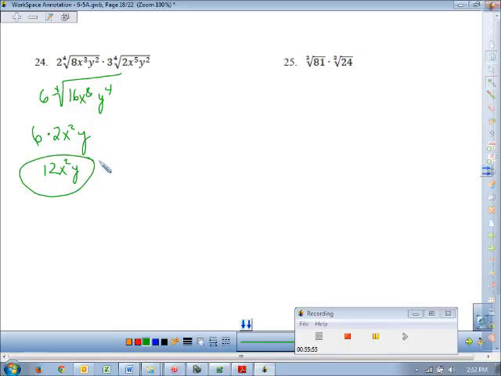Hang in there. Only got a couple more. It's not in difficult land anymore. 25. I would not want to multiply those two cube roots together without a calculator. I don't want to take 81 times 24, even though I could write it out. I don't want to do that. Why don't we try to simplify each one of them separately first and get some smaller numbers out of that?